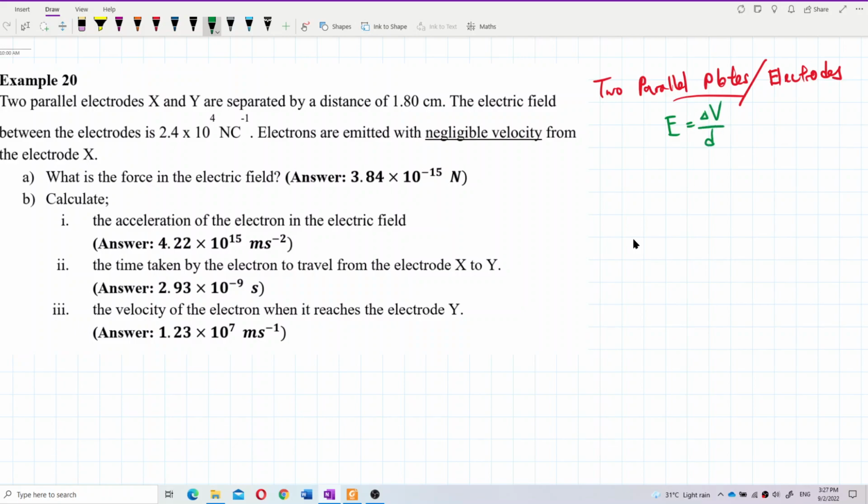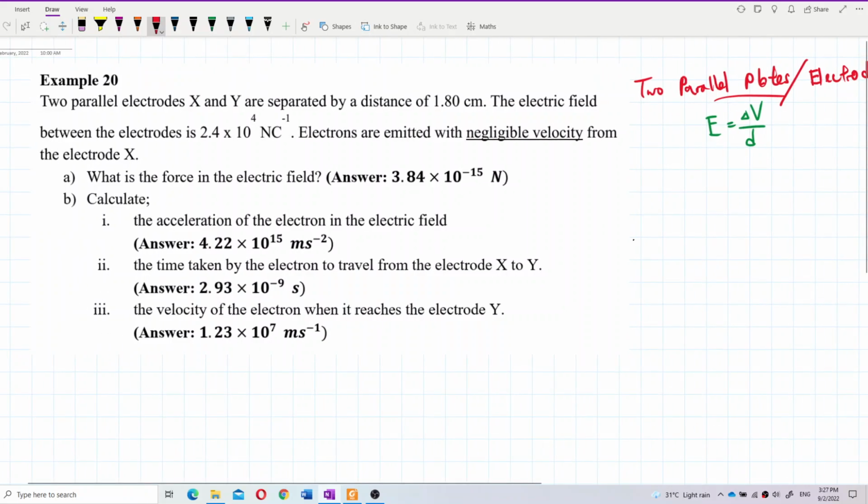All right, so right now we have the separation distance between the two plates. This one also needs to be changed to meters. And this is the electric field strength. The electron is emitted with negligible velocity from electrode X, so X is the initial point and Y is the final point. Emitted from X, going to Y.